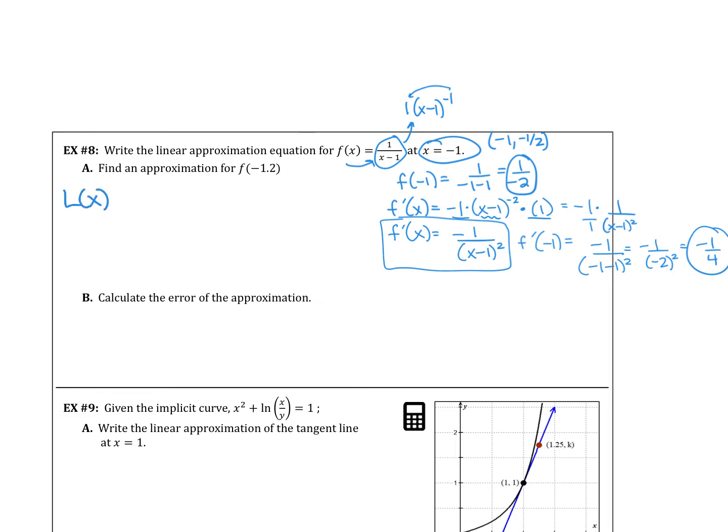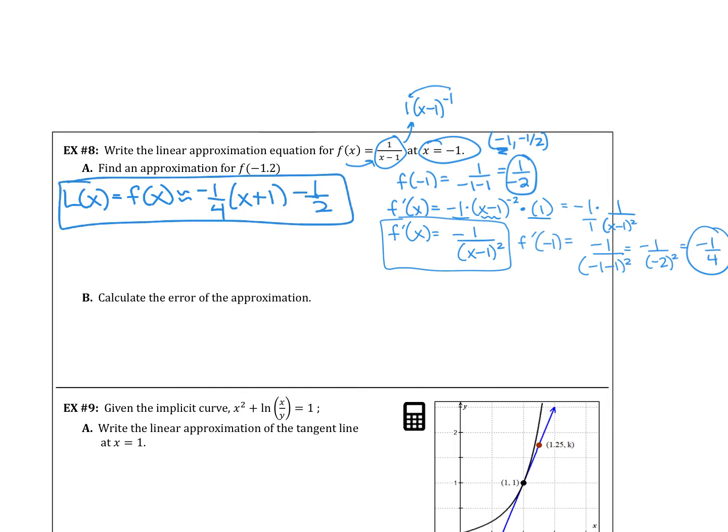We know that L of x is going to be an approximation for f of x. So f of x is approximately negative 1/4 times x minus a negative 1, plus negative 1/2. Okay, if I use the linearization equation then to approximate at negative 1.2, f of negative 1.2 is approximately equal to negative 1/4 times negative 1.2 plus 1, minus 1/2.